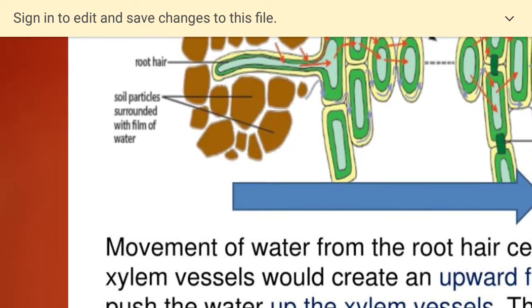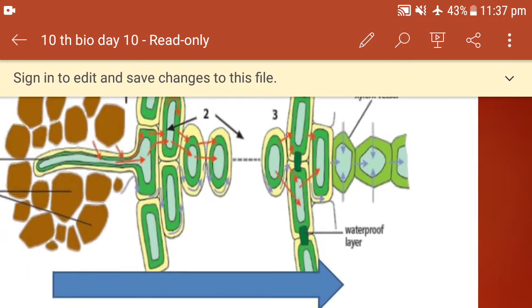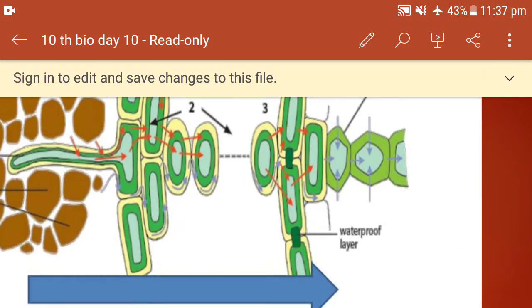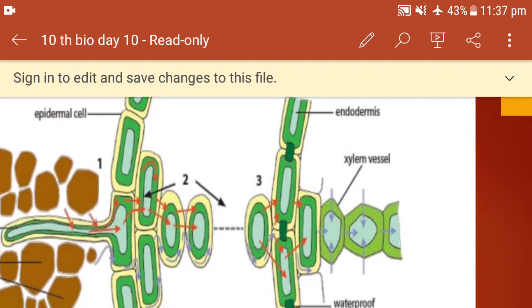Soil particles are surrounded by a film of water. Root hair is present. We can also see xylem, epidermal cells, endodermis.